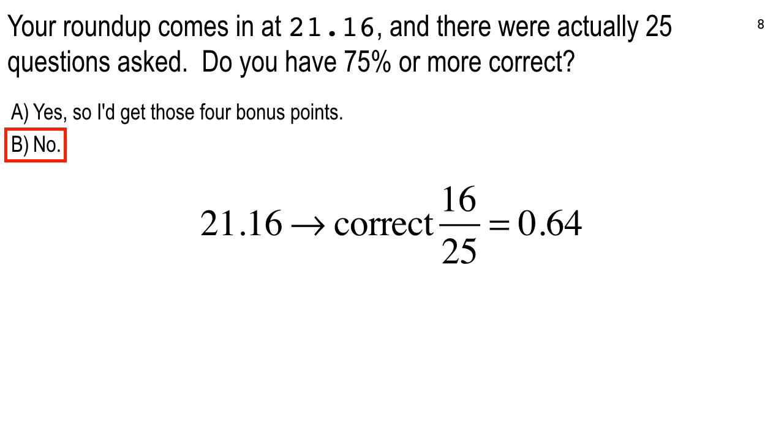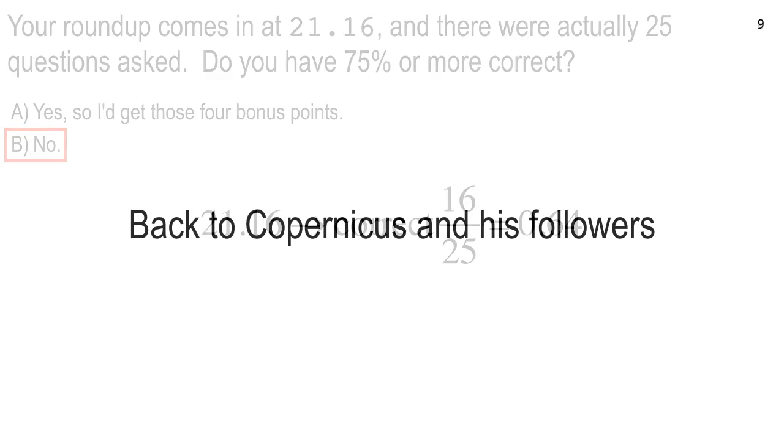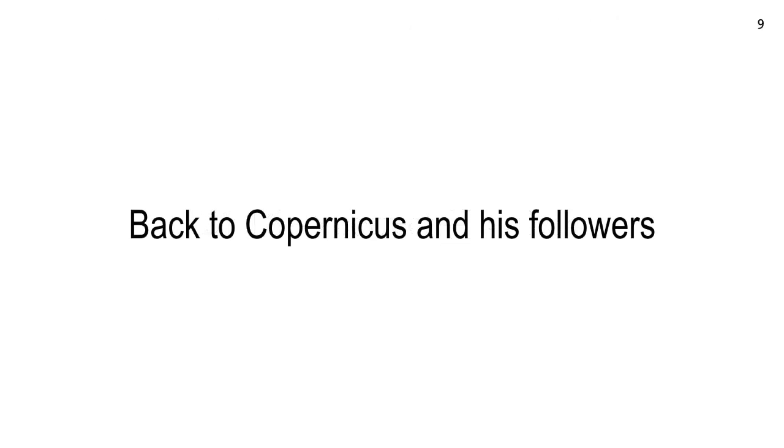Just to point something out to you, if you get below 75% and it's still fairly early in the semester, you're not sunk. You just bear down and try to get as many as you can correct. And you'll nab those 4 bonus points, and hopefully that'll tide you over from a B to an A or from a C to a B, something nice like that. All right, now let's get back to Copernicus and his followers.